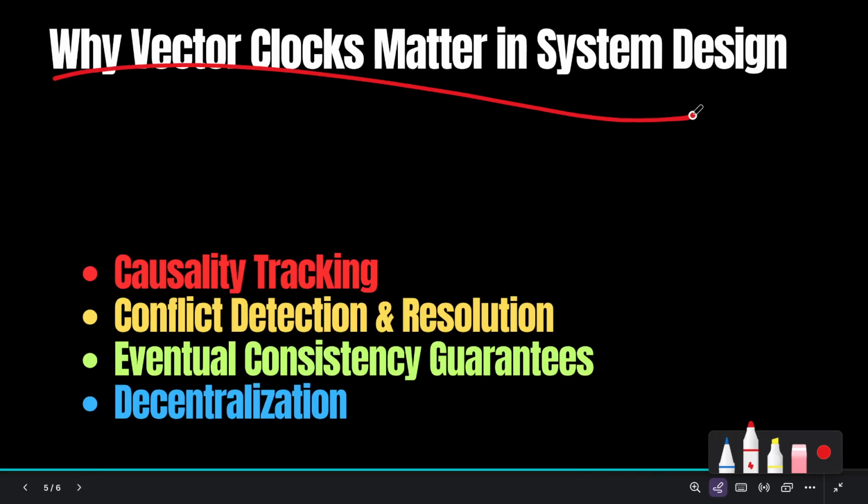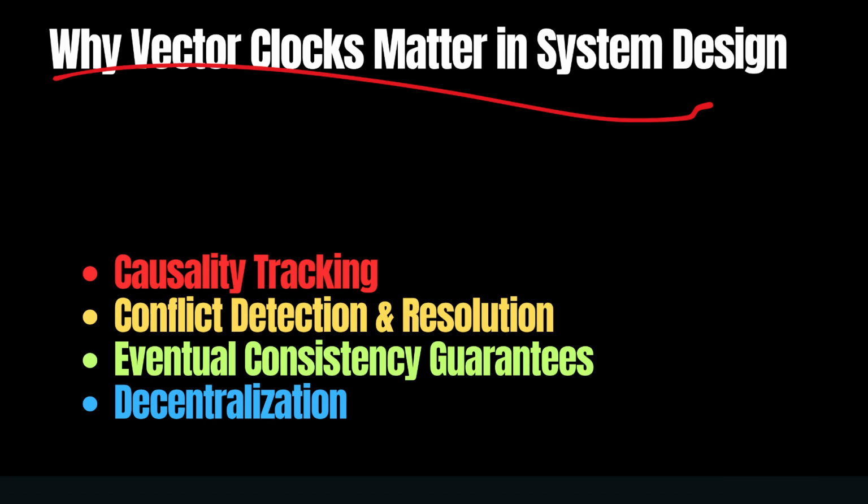Okay. So why do vector clocks matter in this design? Vector clocks are incredibly important for designing robust distributed systems that rely on eventual consistency, especially in environments where concurrent updates are common. First, we have causality tracking. The primary use: they allow systems to correctly identify if one event happened before another, or if two events happen concurrently. This is crucial for avoiding invalid state transitions and preserving the logical order of operations across distributed systems.